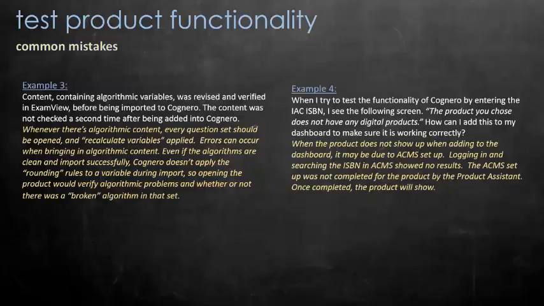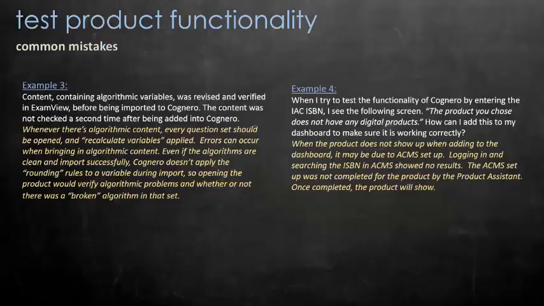A third example: content containing algorithmic variables was revised and verified in ExamView before being imported into Cognero. The content was not checked a second time after being added into Cognero. Whenever there's algorithmic content, every question set should be opened and recalculate variables applied. Errors can occur when bringing in algorithmic content. Even if the algorithms are clean and import successfully, Cognero doesn't apply the rounding rules to a variable during import. So opening the product would verify algorithmic problems and whether or not there was a broken algorithm in that set. Everything may look fine when you open it, and that's just a double check, but you may encounter an error, and that's your chance to fix it.